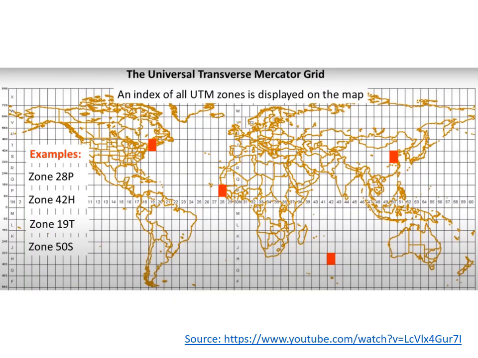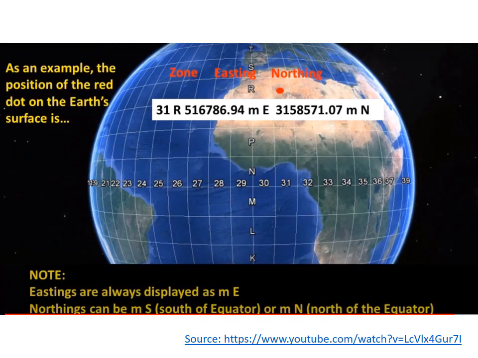And this is an example of different zones. For example, zone 28P is somewhere here, and 42H is somewhere here. So this is how the zones have been mapped. And this is the globe in which you could see the equator and the characteristics of the numbers. When I say this is my zone, how we need to understand is 31R is the zone number, and this number indicates the easting, and this number indicates the northing. So you are able to identify in which zone you are looking.